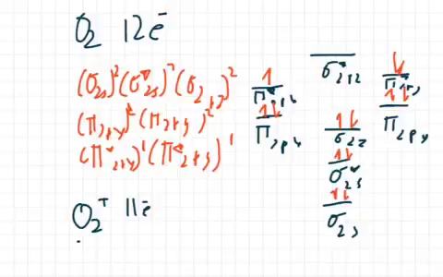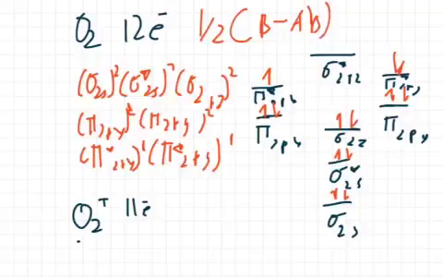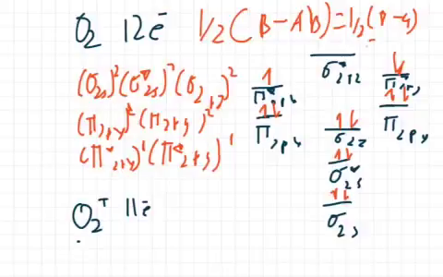Now we can calculate the bond order. The bond order again is 1/2 times the difference between bonding minus antibonding, which in this case is 1/2 times 8 minus 4, which would then be equal to 2.